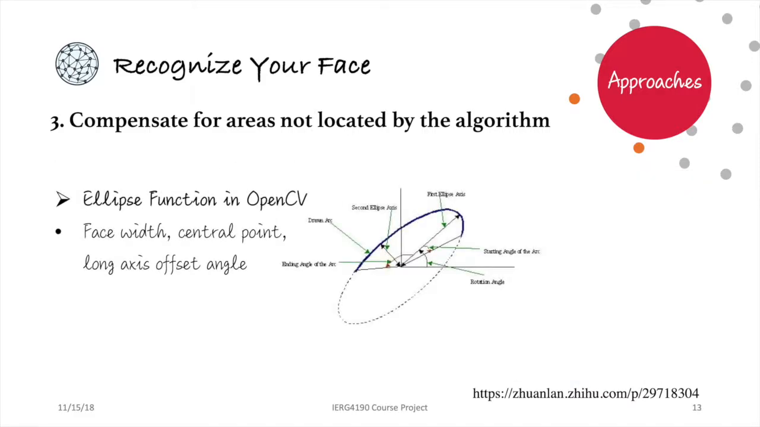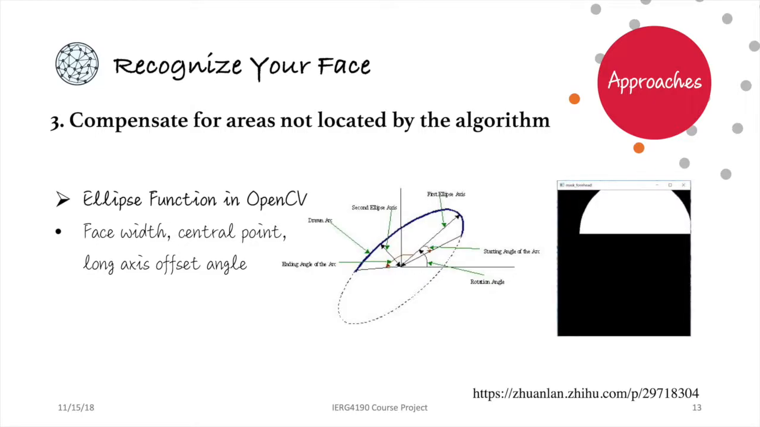To solve this problem, we may use the ellipse function in OpenCV, and the function takes face width, central point, and long axis offset angle as the input. And for the output, we can get a rough area of the forehead.